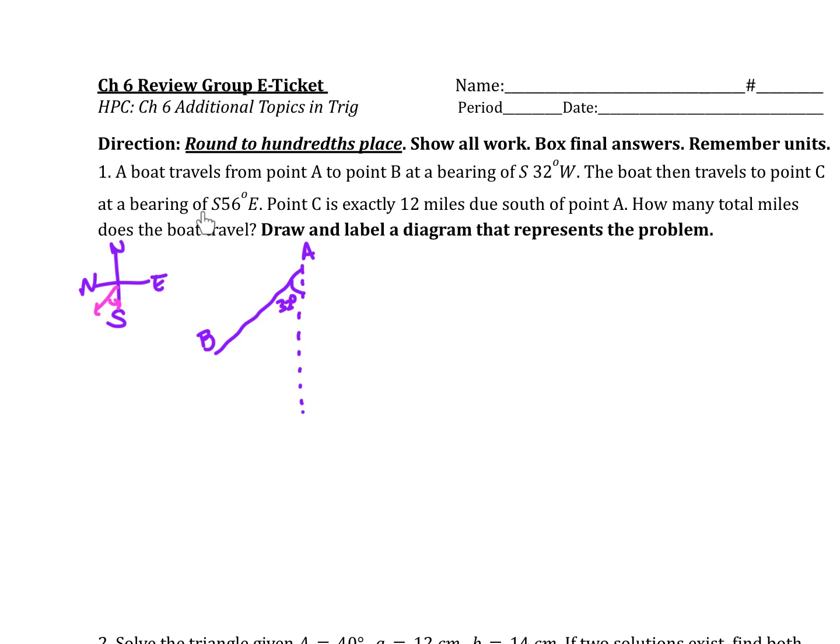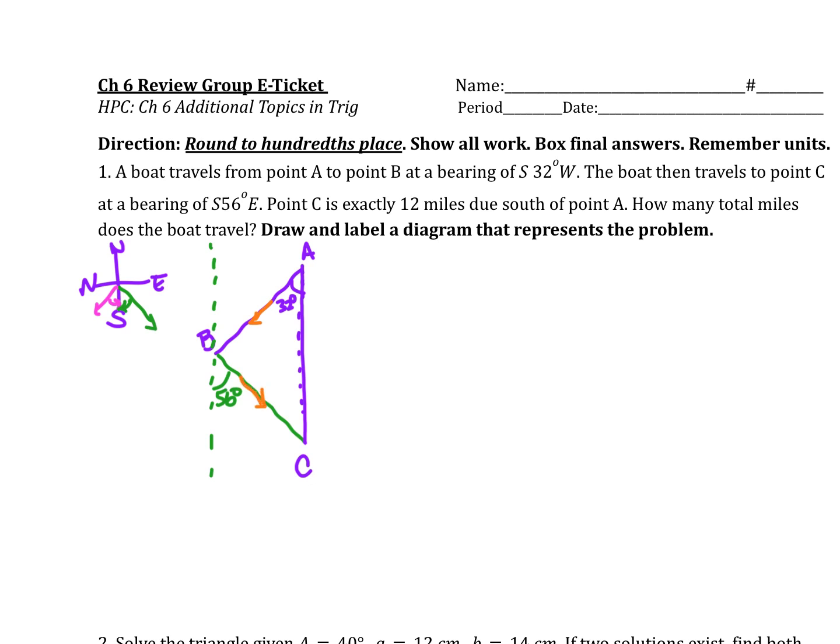The boat then travels at a bearing of south 56 degrees east. So in here. And the angle will go towards that y-axis. So if I draw another vertical line, and then it travels south 56 degrees east, so 56 degrees is this angle here. And then it says point C is exactly 12 miles due south of point A, so here is C. So our boat travels here along AB and then along BC.